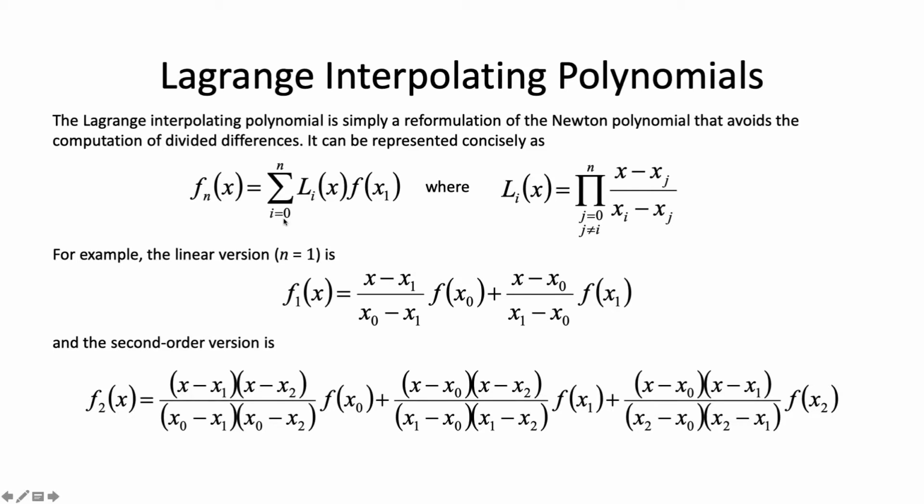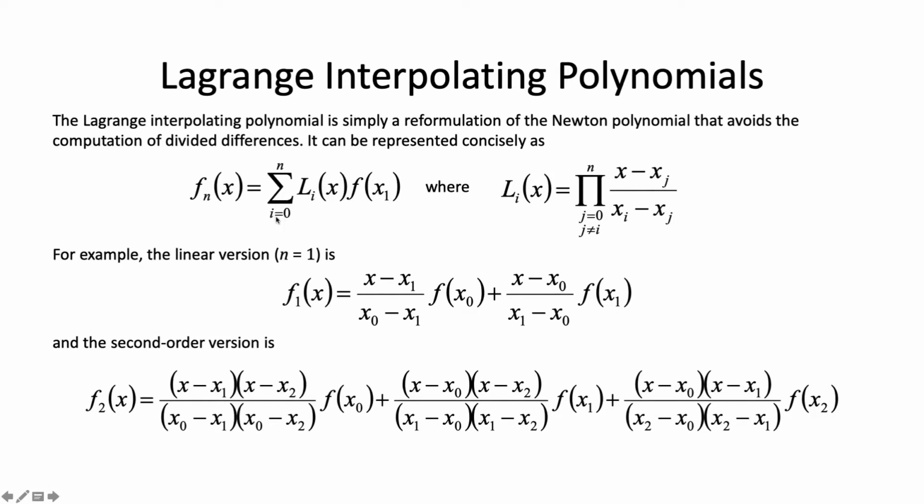The second term here is when i equals 1. So if i equals 1, then j must not be equal to 1. So we only consider terms j equals 0 and j equals 2. So the first term is x minus x naught divided by x1 minus x naught, which is what we have here. The second term is x minus x2 divided by x1 minus x2, which is what we have here. Then it's multiplied by f of x1.